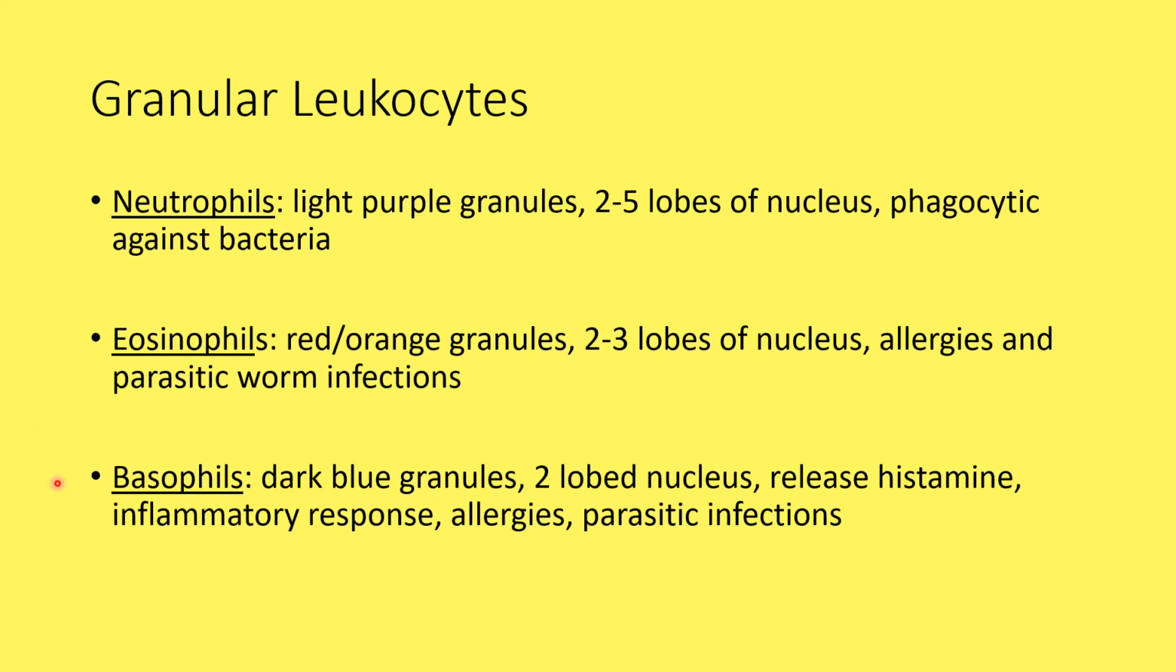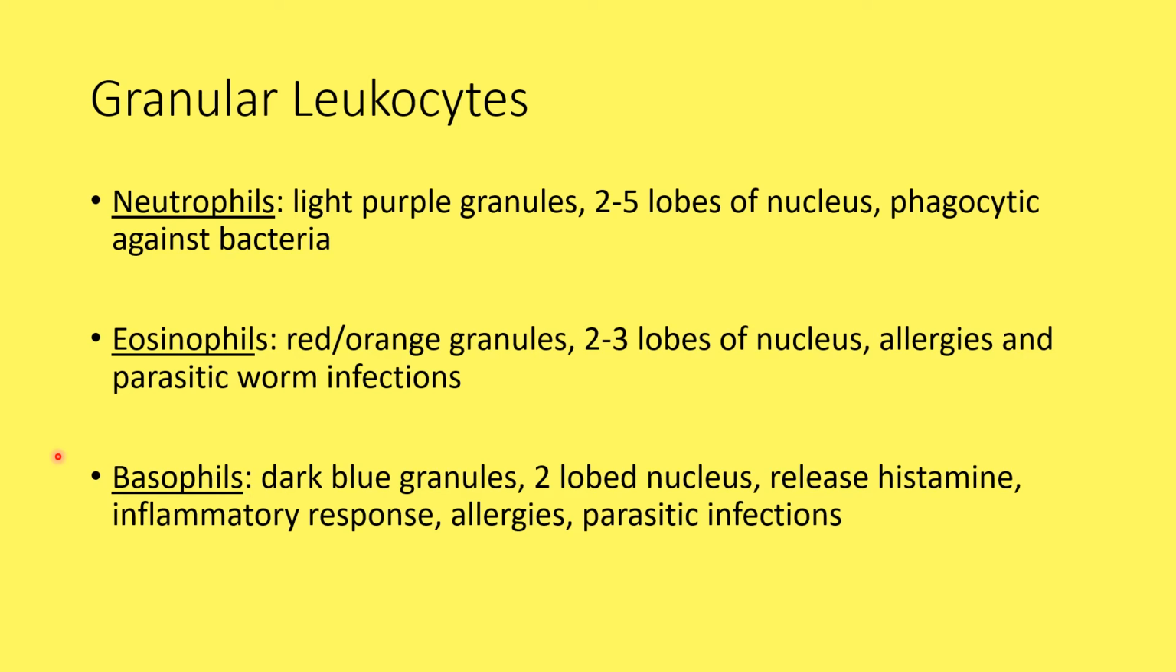The basophils, now these will have dark blue granules. The nucleus typically only has 2 lobes to it. Basophils tend to release histamine. It's part of the inflammatory response. They can also have higher numbers to fight parasitic infections. But they are also involved with allergies. If you have allergies, what do you usually take? Antihistamine. You're trying to counteract the release of the histamine by the basophils.